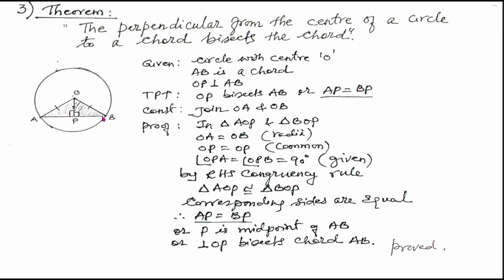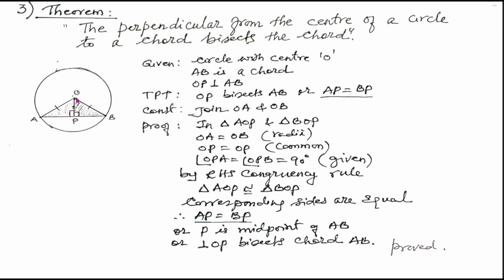We are given a circle with center O, AB is a chord, and OP is perpendicular to AB. Now we have to prove that the perpendicular OP bisects the chord AB, that is, AP is equal to PB. Let us understand the proof of this. Given a circle with center O, AB is a chord, OP is perpendicular to AB. We have to prove that AP and PB are equal, or OP bisects the chord AB.